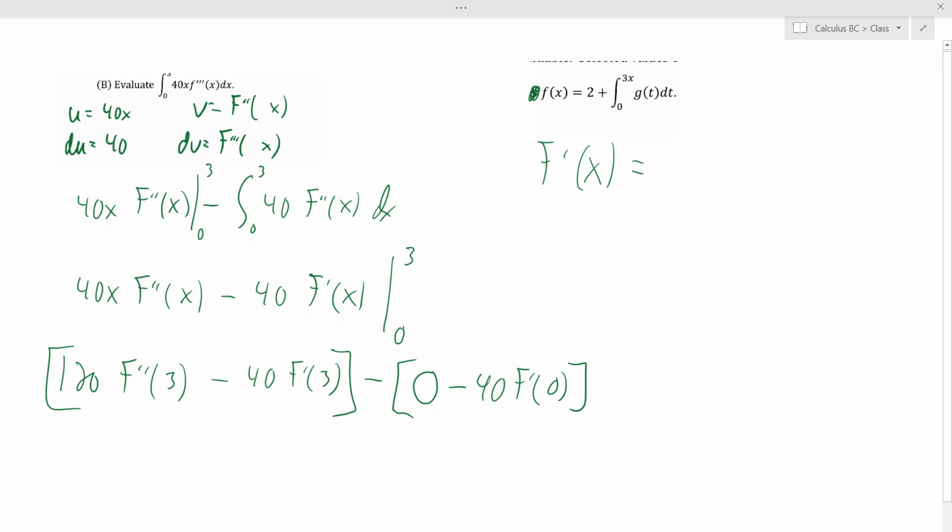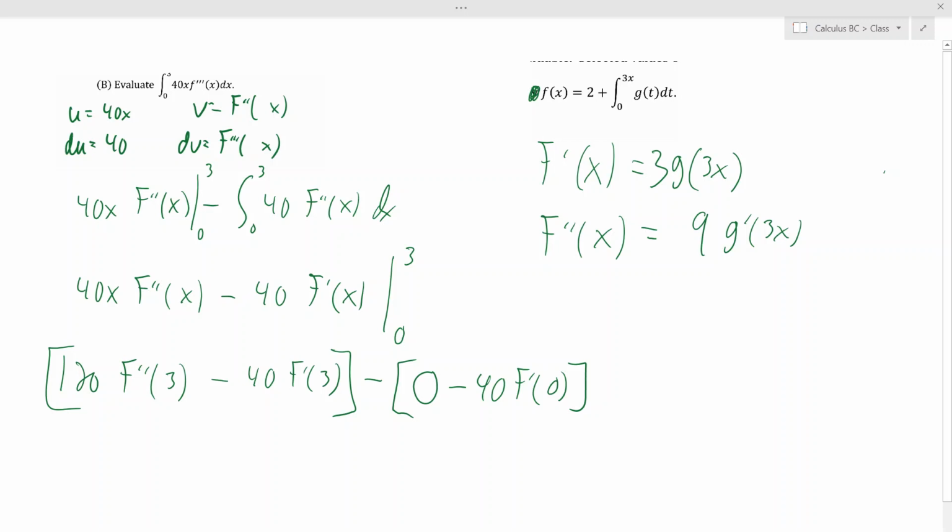So 2 derives away, and the derivative of an integral is the inside function with the top limit plugged in times the derivative of what you plugged in, minus the same function with the lower limit plugged in times the derivative of what you plugged in. So that goes away completely, and that's f prime, which means f double prime of x, which we also need, is g prime of 3x times another 3, which makes it a 9 there.